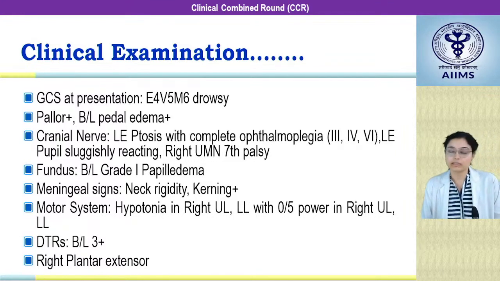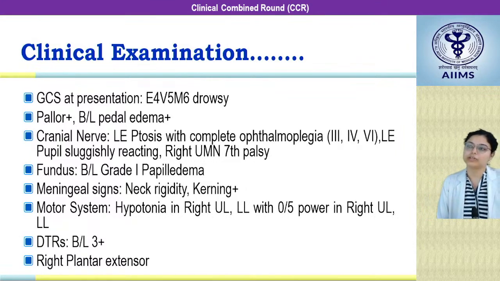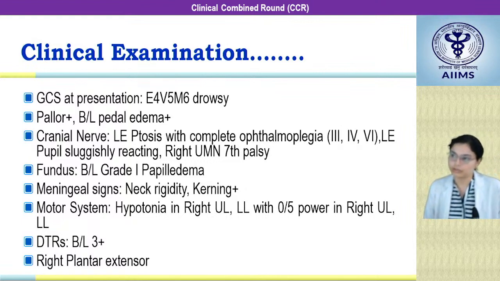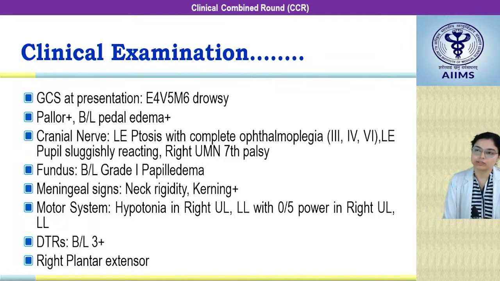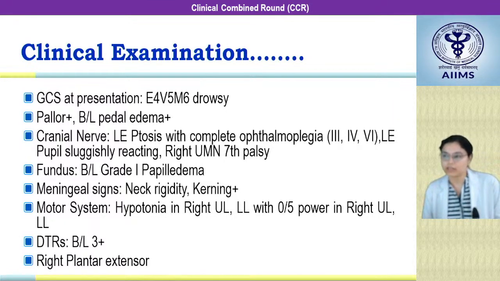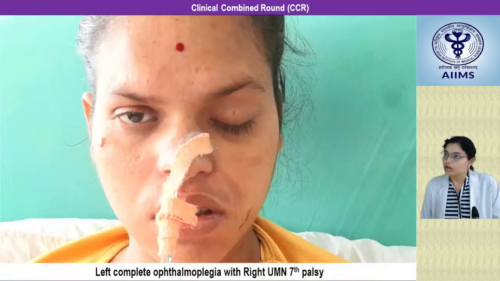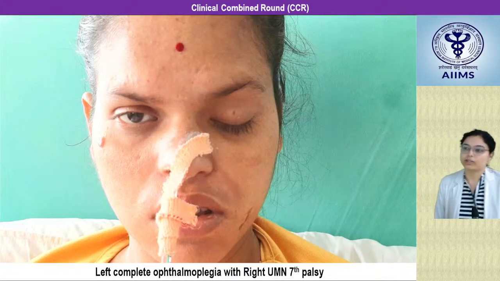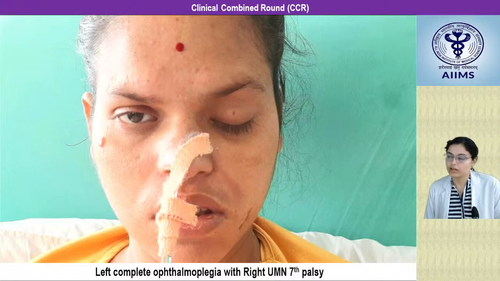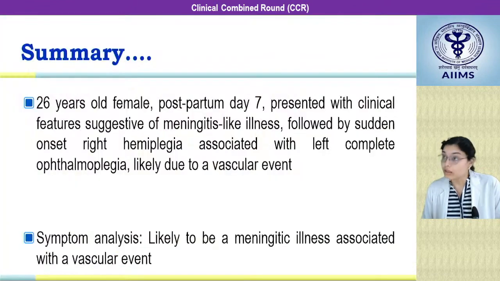On motor system examination, the tone was reduced in the right upper limb and lower limb with complete plegia on the same side. All the reflexes were exaggerated and the right-sided plantar was upgoing. This is the image of the patient which was taken subsequently in our ward, which shows a complete ptosis in the left eye and also right-sided facial palsy.